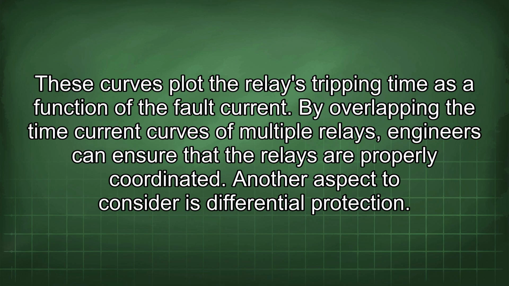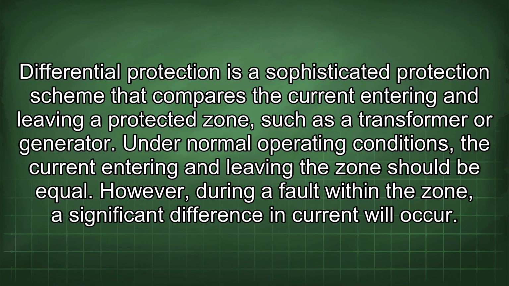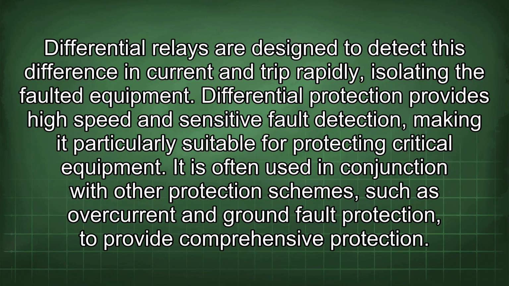Another aspect to consider is differential protection. Differential protection is a sophisticated protection scheme that compares the current entering and leaving a protected zone, such as a transformer or generator. Under normal operating conditions, the current entering and leaving the zone should be equal. However, during a fault within the zone, a significant difference in current will occur. Differential relays are designed to detect this difference in current and trip rapidly, isolating the faulted equipment.